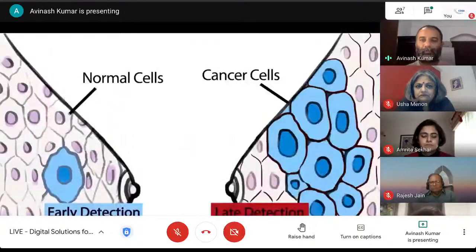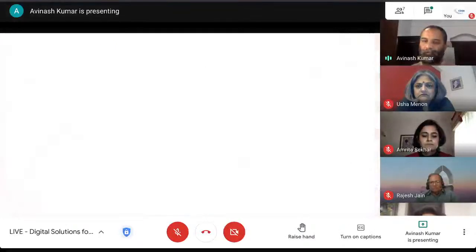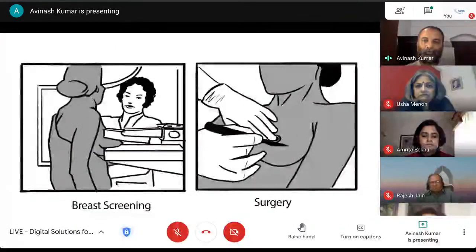It can be prevented or picked up early if we know that a person is at an increased risk. It is also important to remember that the probability of developing cancer is not the same as the probability of dying from cancer.